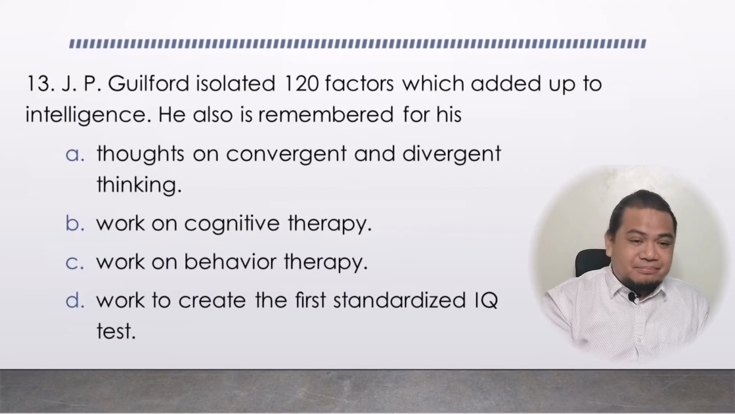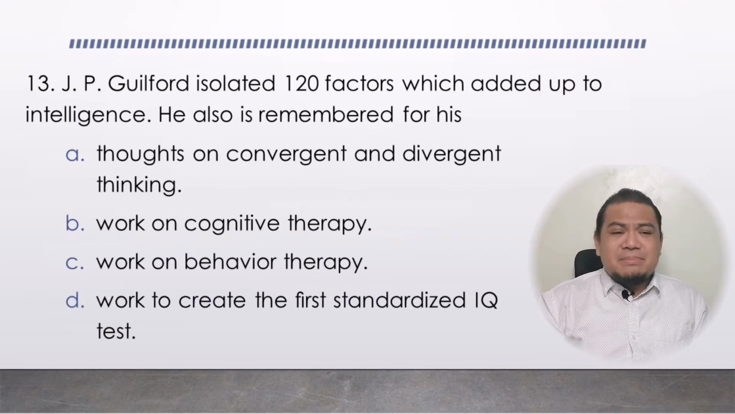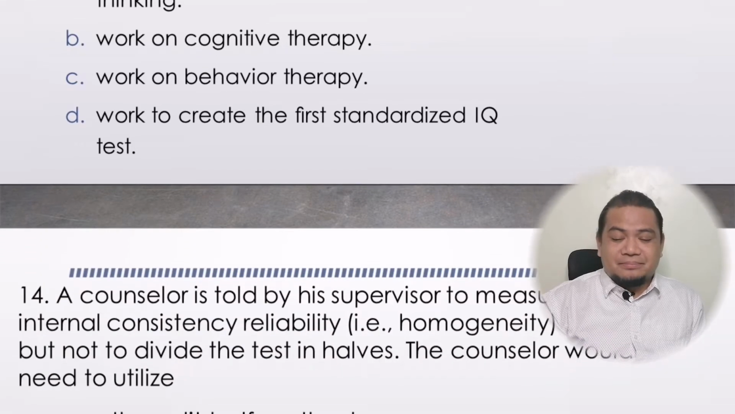Number 13. J.P. Guilford isolated 120 factors which added up to intelligence. He also is remembered for his A. thoughts on convergent and divergent thinking, B. work on cognitive therapy, C. work on behavior therapy, or D. work to create the first standardized IQ test.